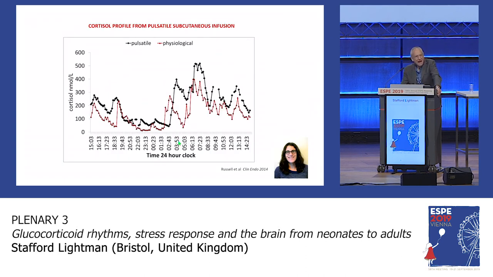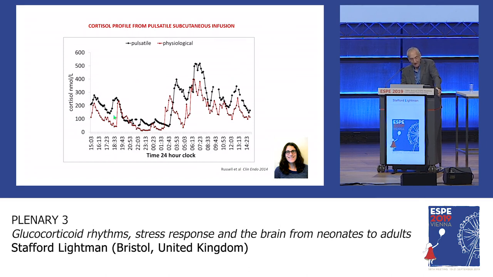So does it actually matter in man? Obviously, those sort of studies are not the sort of studies that you can do in man. But what Georgina Russell has done is she has developed a pump system in which she can reproduce physiological levels of cortisol. And if we look in red, this is just a level in a normal person.